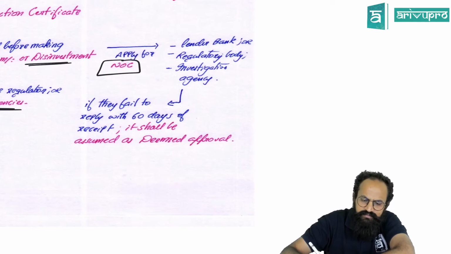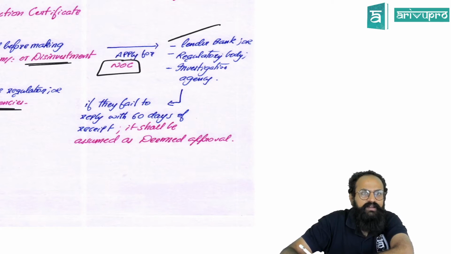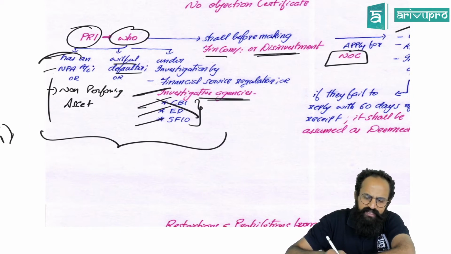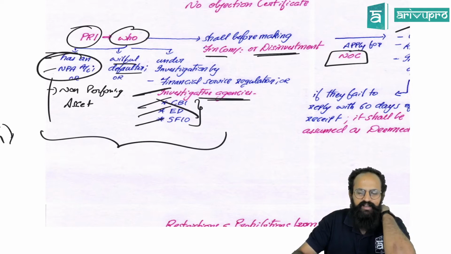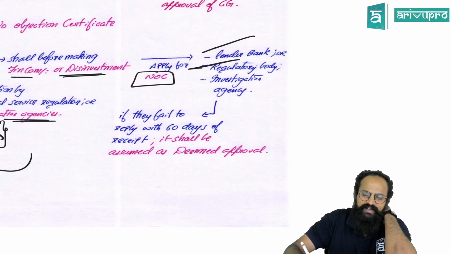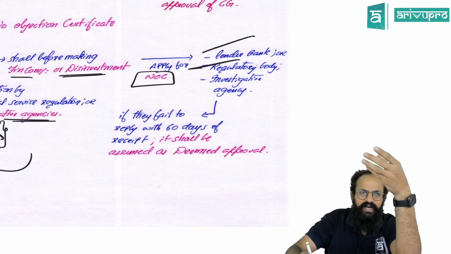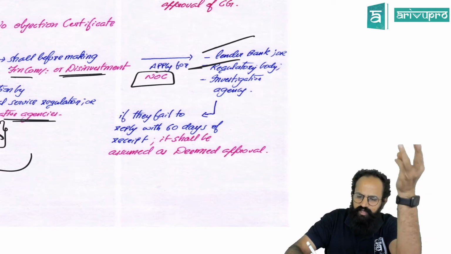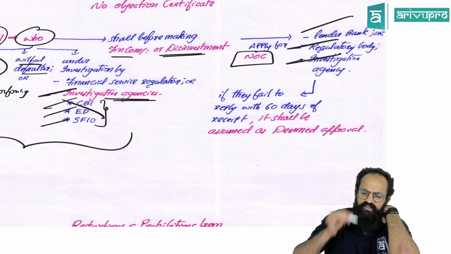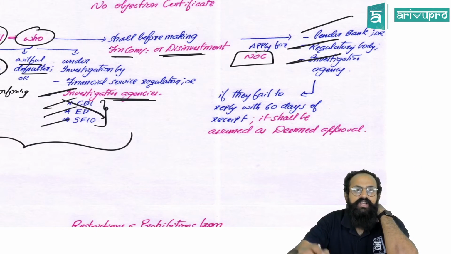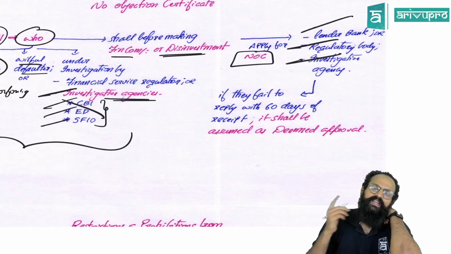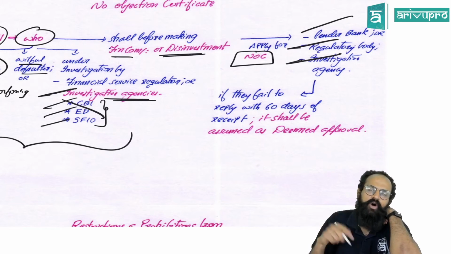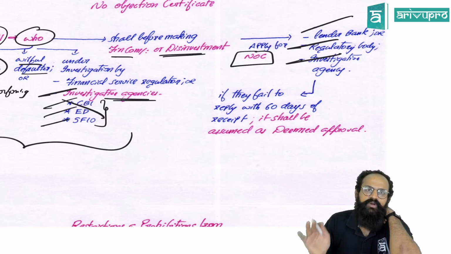Now see, sir, apply for a NOC from the lender banker. So whoever you have not paid the money to, the NPA, go to the bank and ask for a NOC, or the regulatory body, imagine SEBI, IRDA, RBI, or investigative agencies, that is your CBI, ED, SFIO. If they give you a no objection certificate, then you can go ahead and make your financial commitment, or you can still sell away your investments, absolutely allowed.